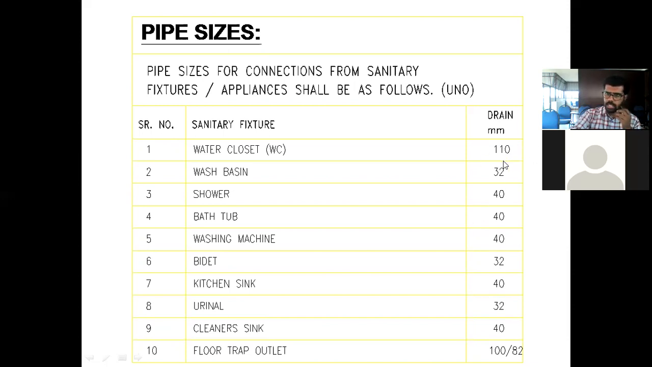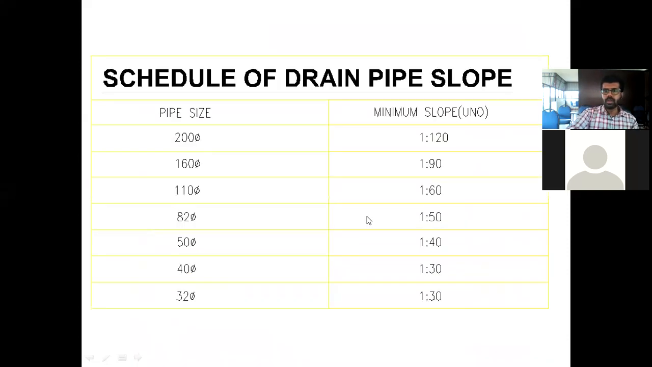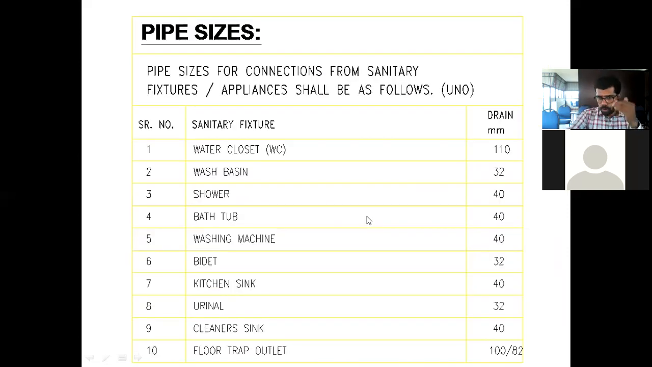Okay, water closet it will be minimum 110 only. But there will be a small difference in case of IPC and NPC like that. So whichever code you are trying to choose, you can follow that code.